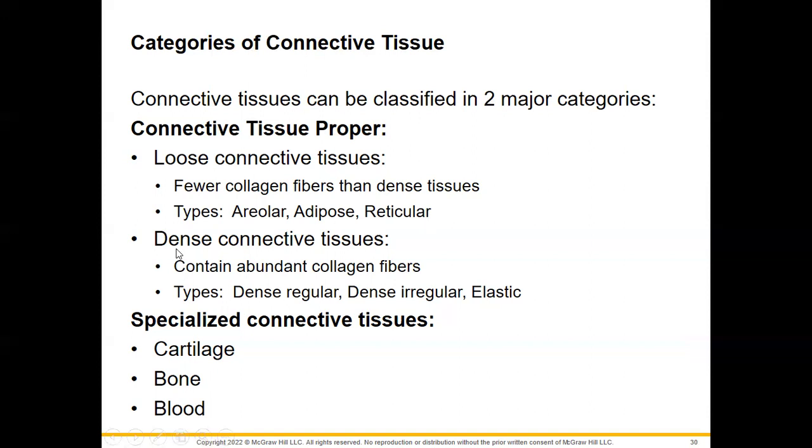In your dense connective tissue, you have much more abundant collagen fibers. So this is going to be dense regular, dense irregular, and elastic. So dense regular, dense irregular, meaning how these fibers move together. Regular means it's going to be much more orderly. Irregular means much less orderly. And then you have your specialized connective tissue. I mentioned cartilage, bone, and blood.